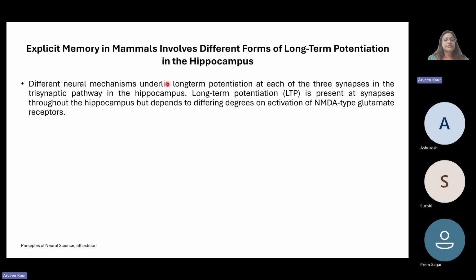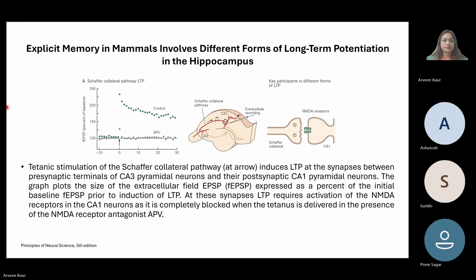Different neural mechanisms underlie long-term potentiation at each of the three synapses in the trisynaptic pathway in the hippocampus. Long-term potentiation is present at synapses throughout the hippocampus but depends to different degrees on the activation of NMDA type glutamate receptors, right? So I think these are the final few figures that I have kept for today's discussion.